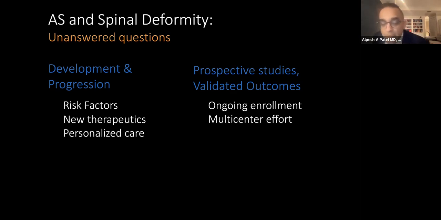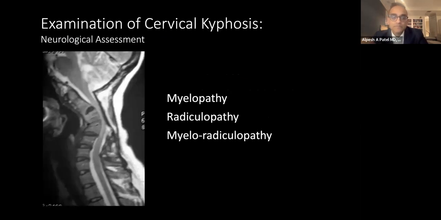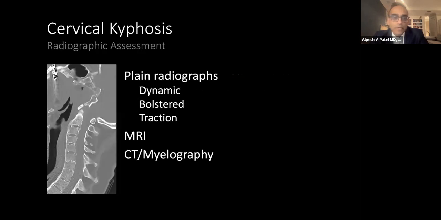There are some, and there are a couple of great multi-center efforts going on that are leading us in this direction. But again, a lot of the problems come back down to the inclusion criteria and what's a deformity and what's not a deformity. And that's what plagues the current literature. So, we covered that already.